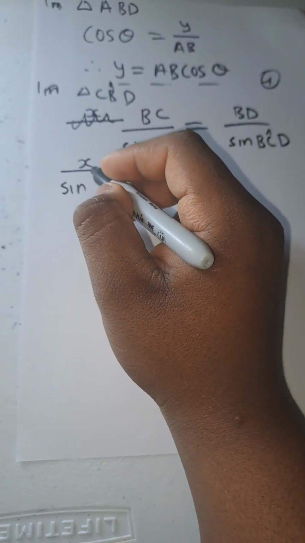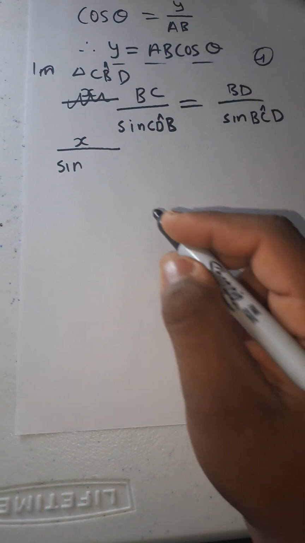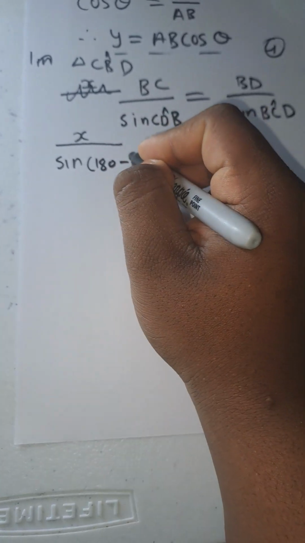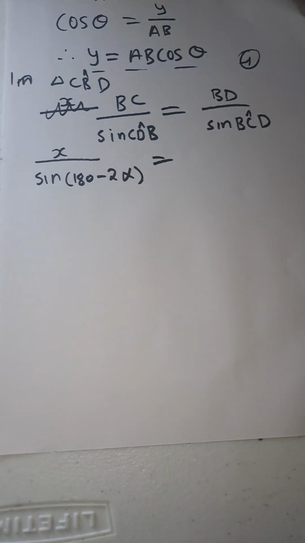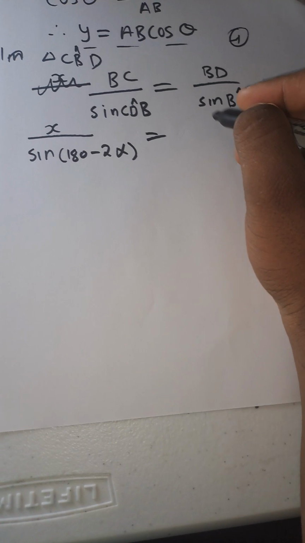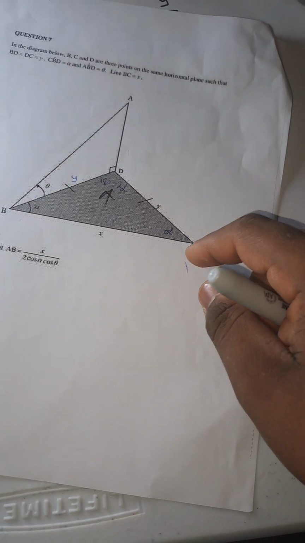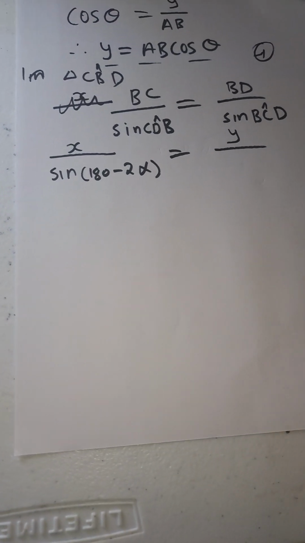What do I have? 180 minus 2 alpha. So it is the same as having sine of 180 minus 2 alpha, because this is my theta now. It is equal to, what is BT? I told you it is Y. What is the angle opposite to Y there? It is alpha there. So I'm simply going to say sine alpha.